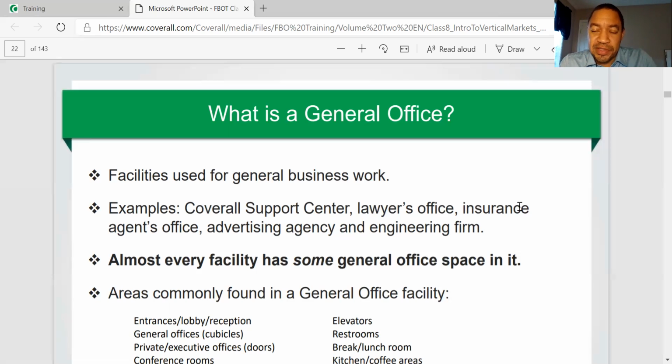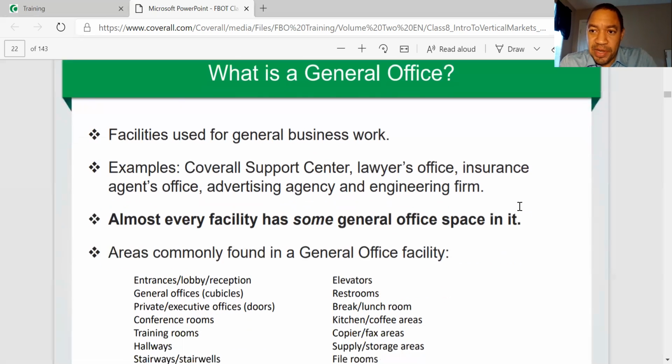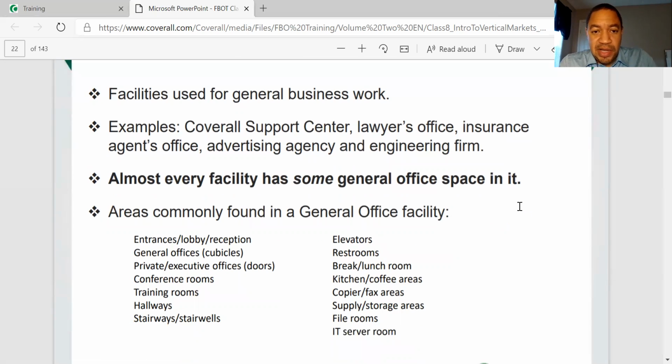So almost every facility has some form of general office space in it. It could be a hospital and it's got a general office in it somewhere. Areas commonly found in the general office facility are the entrance, lobby, and reception areas, the general offices themselves, and private and executive offices.